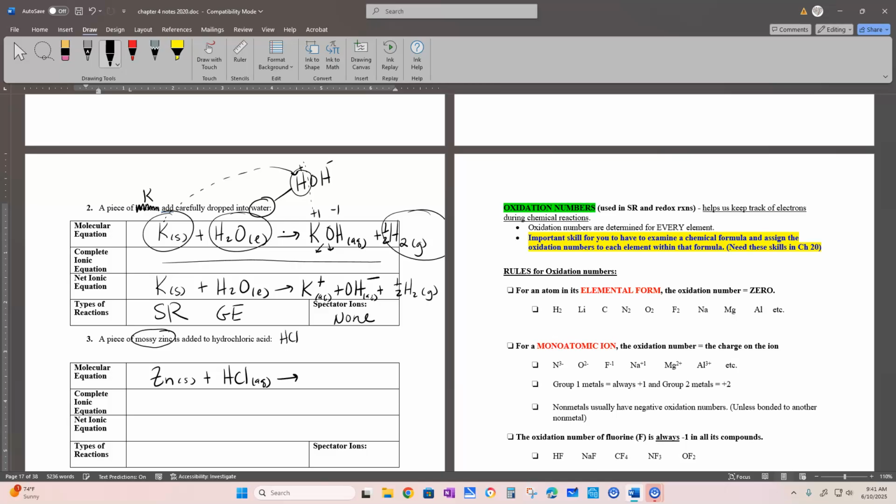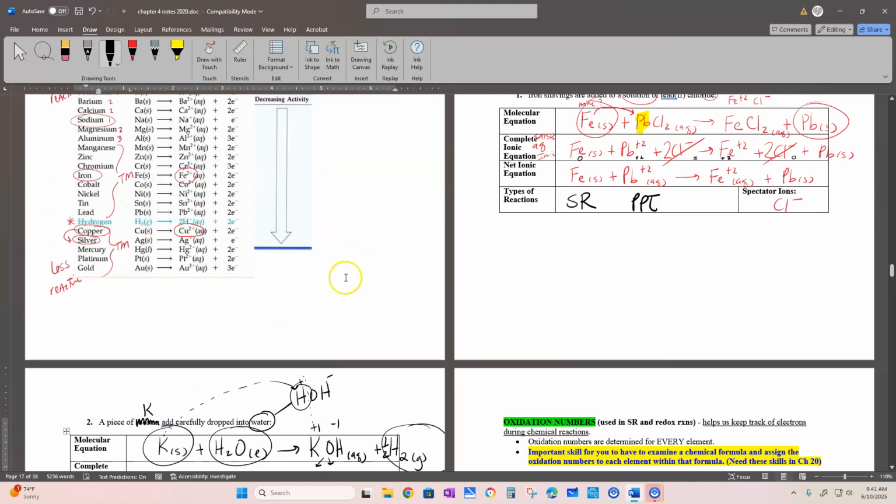So now the question is, is zinc more reactive than hydrogen? Well, let's go look at our list. And zinc is more reactive, so that zinc will replace the hydrogen.